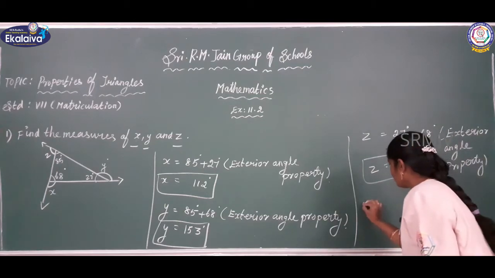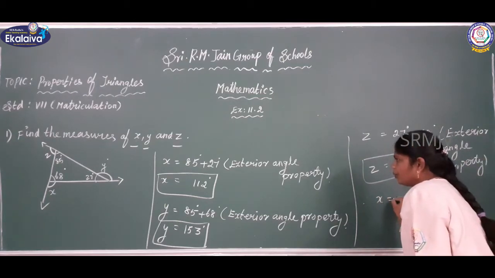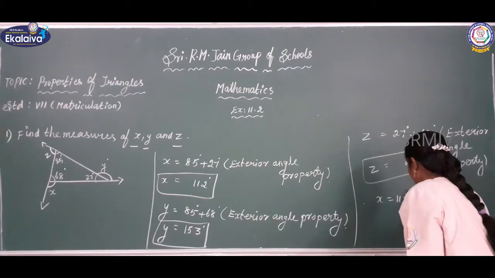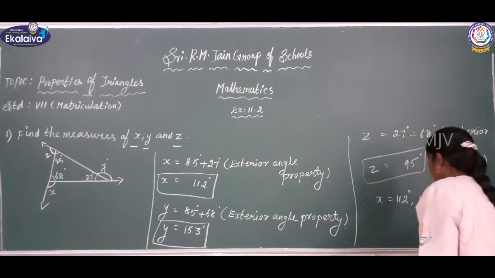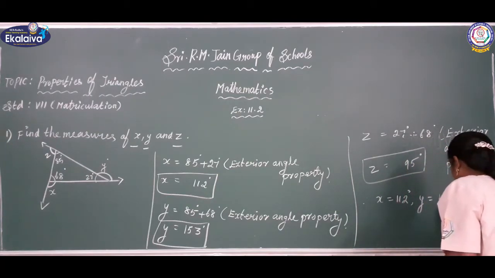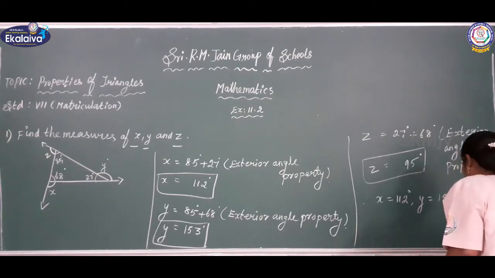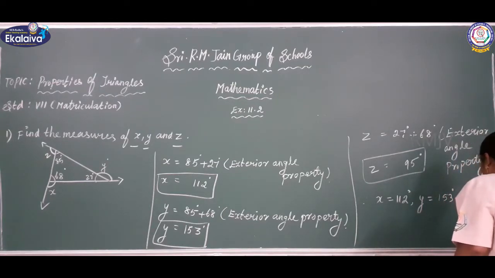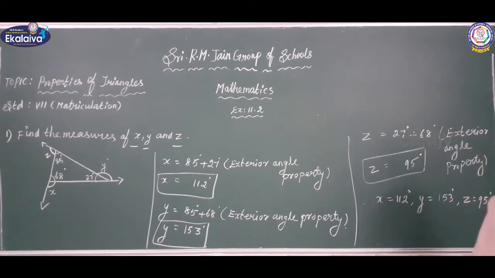Okay. So therefore x equal to 112 degrees and y equal to 153 degrees and z equal to 95 degrees. Is it clear, children?